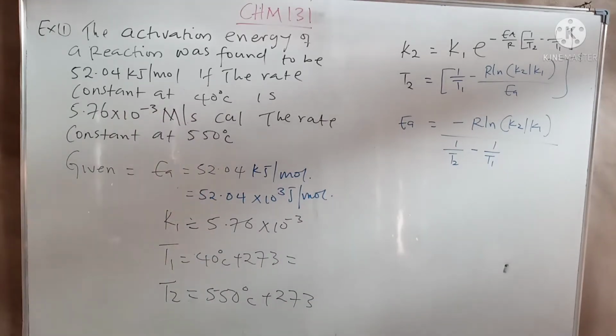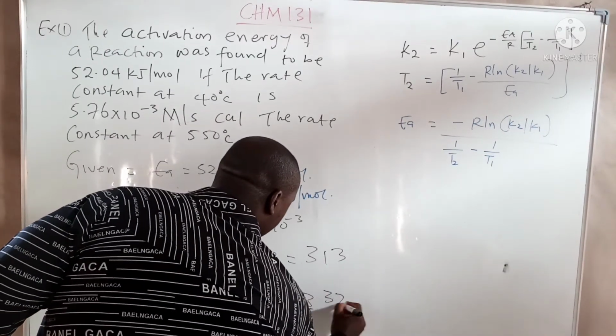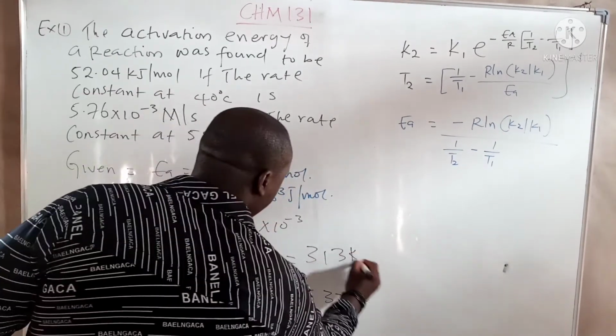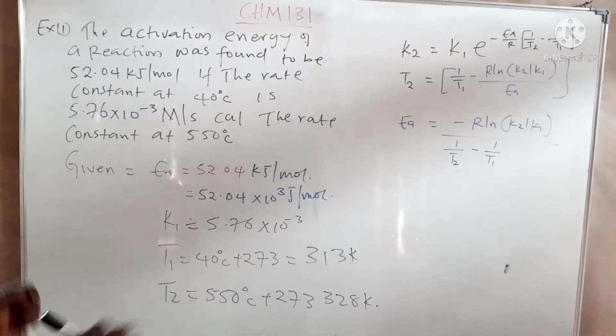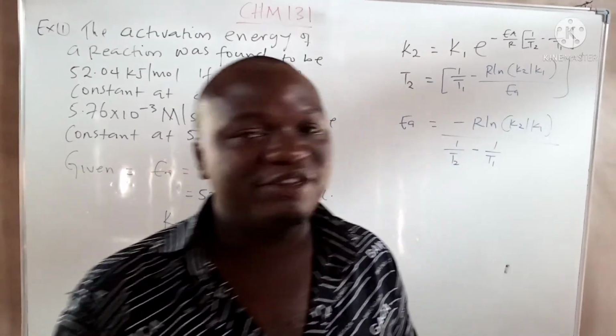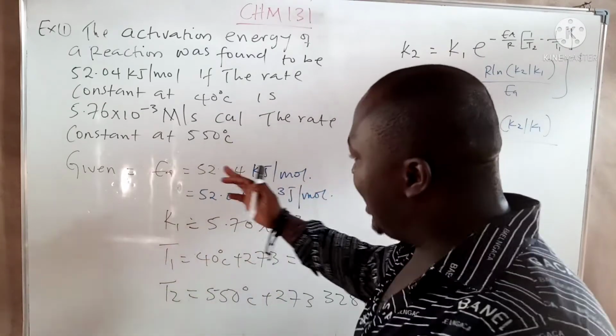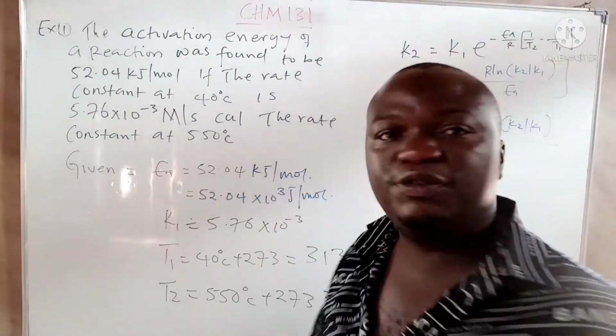Now, the next thing I'm going to do is immediately convert my temperature to Kelvin. So the first temperature will give you 313 and 328, and these are in Kelvin. Beautiful. Now all you need to do, I said this in part 1 of the video, is know this formula. Carry this thing, insert it inside here, and the answer will flow naturally.